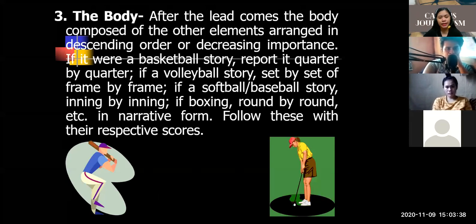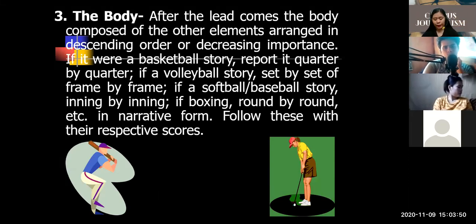So if it were a basketball story, report it quarter by quarter. If a volleyball story, set by set or frame by frame. If softball, inning by inning. If boxing, round by round, etc. So those are examples if the type of story is very detailed. But for short, brief sports stories, you can just identify what the highlights are, and that's enough.